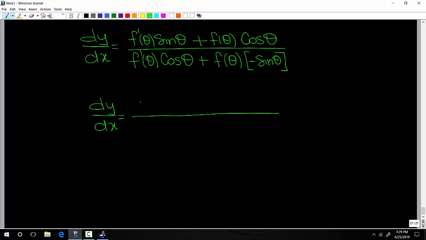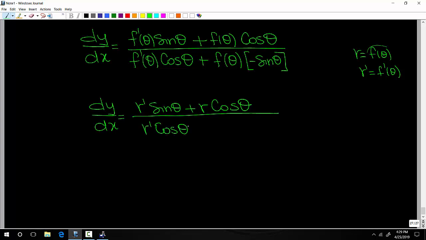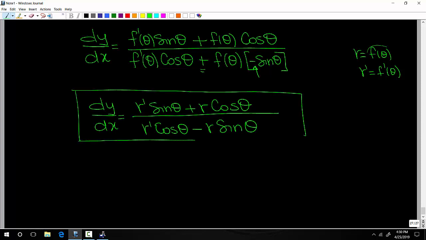So we get dy over dx is equal to f prime of theta can be replaced. Remember, r is the same as f of theta, correct? So r prime would be f prime of theta. So I can replace f prime with r prime. I get r prime sine theta plus r, because f of theta is r, cosine theta. On the bottom I get r prime cosine theta minus, because of this negative, r sine theta. So here's your formula for the slope of a tangent line or the derivative in polar coordinates. If you're given your curve in polar coordinates, we can still find the derivative.